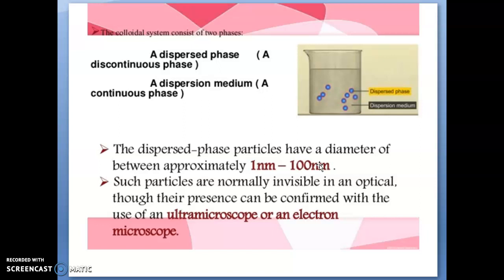The dispersed phase particles have a diameter of approximately 1 nanometer to 100 nanometer. Because it is in the range of 1 to 100 nanometer, it is normally invisible optically, though the presence can be confirmed with the use of an ultramicroscope or electron microscope. We can't see the particle with our eyes as such, so the presence of such a particle can be confirmed through an ultramicroscope or an electron microscope.